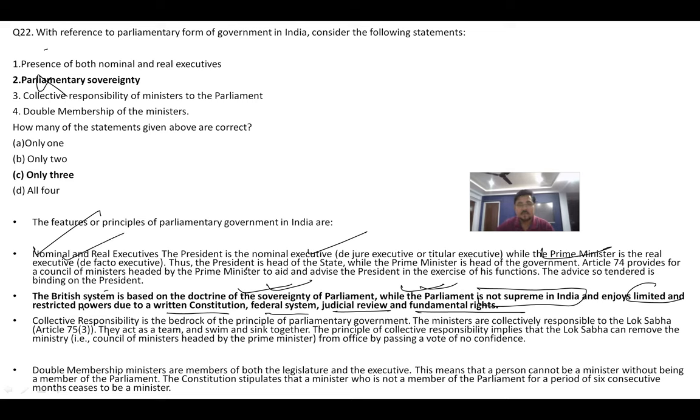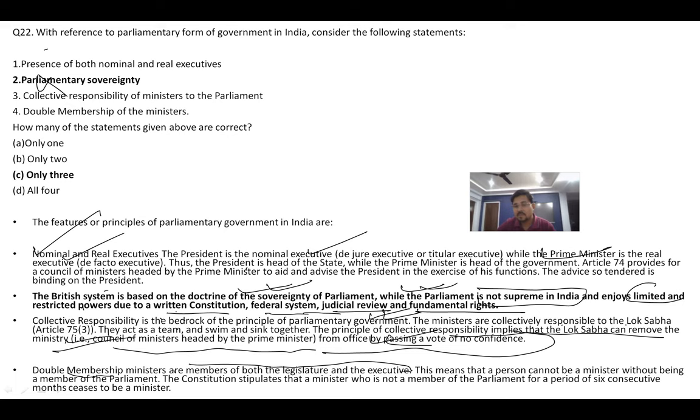Collective responsibility is the bedrock of the principle of parliamentary government. That is also true. The ministers are collectively responsible to the Lok Sabha. They act as a team and sink or swim together. The principle of collective responsibility implies that the Lok Sabha can remove the ministry also, that is the Council of Ministers headed by the Prime Minister, from office by passing a vote of no confidence. Again, double membership: ministers are members of both the legislature and the executive. This means that a person cannot be a minister without being a member of parliament. So these are the facts.